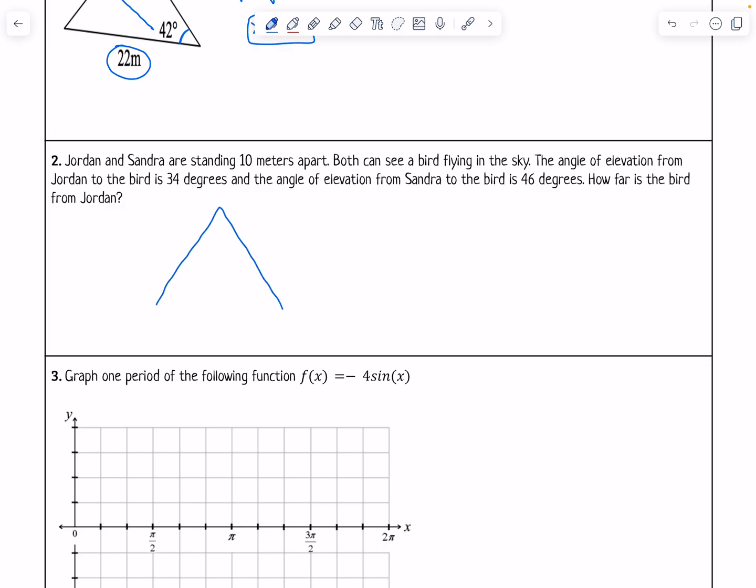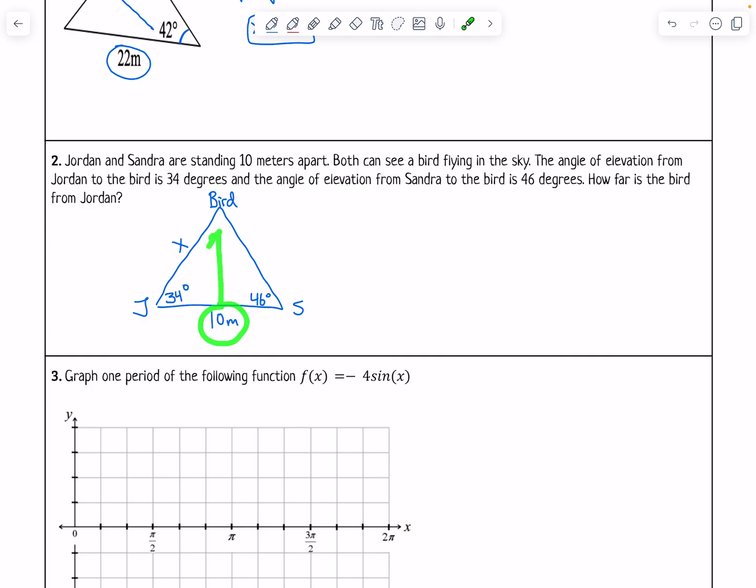So let's draw the scenario of there's a bird in the sky, and we have Jordan and Sandra standing on the ground 10 meters apart. And the angle of elevation from Jordan to the bird is 34 degrees, and the angle of elevation from Sandra to the bird is 46 degrees. How far is the bird from Jordan? So the bird from Jordan would be x over here. So what I can do is check and see if I can use the law of sines, because I have this angle of 46 degrees across from the side that I'm looking for. And then I have the 10.